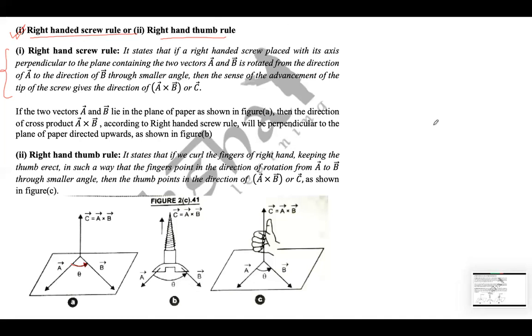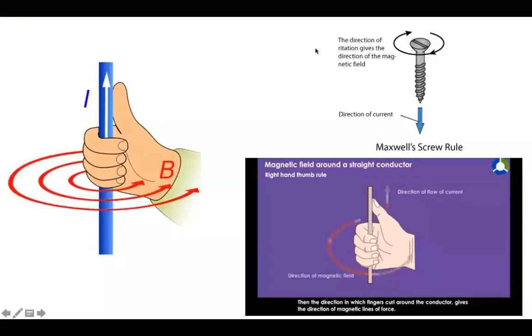Because right hand thumb rule is used everywhere. You guys know that in magnetism, most of the things are calculated by the right hand thumb rule, right? So this is how you can understand it. Basically, Maxwell's screw rule and right hand thumb rule.